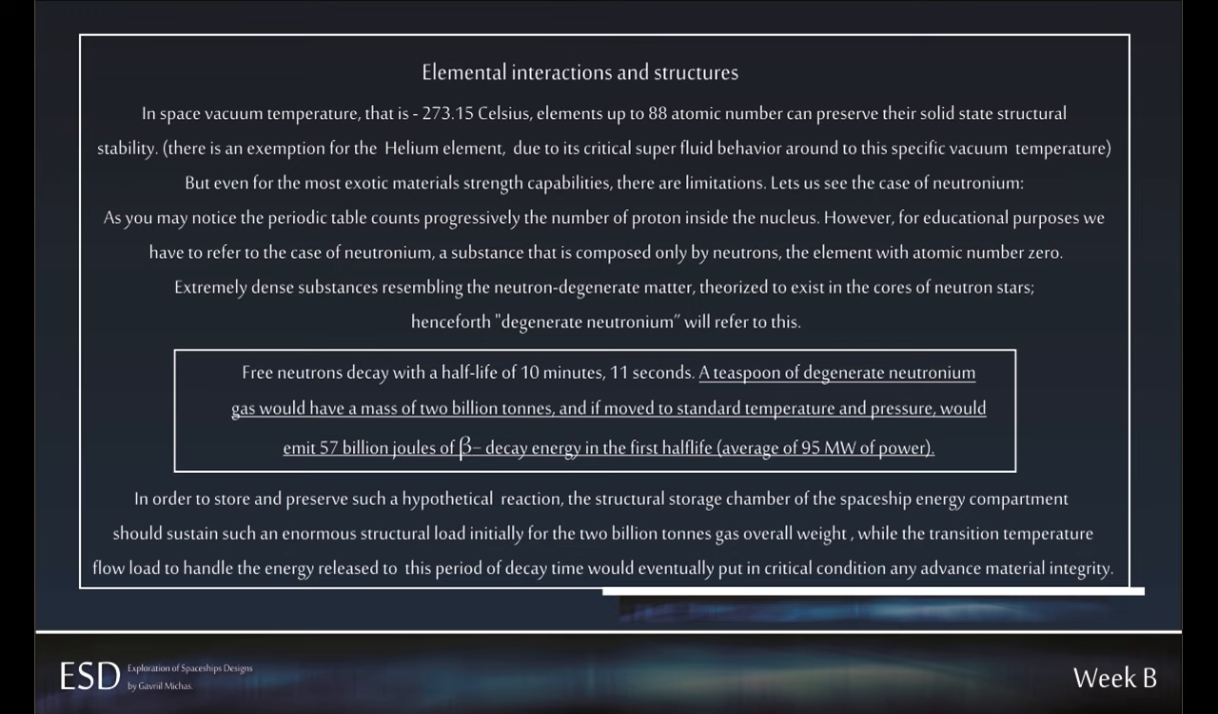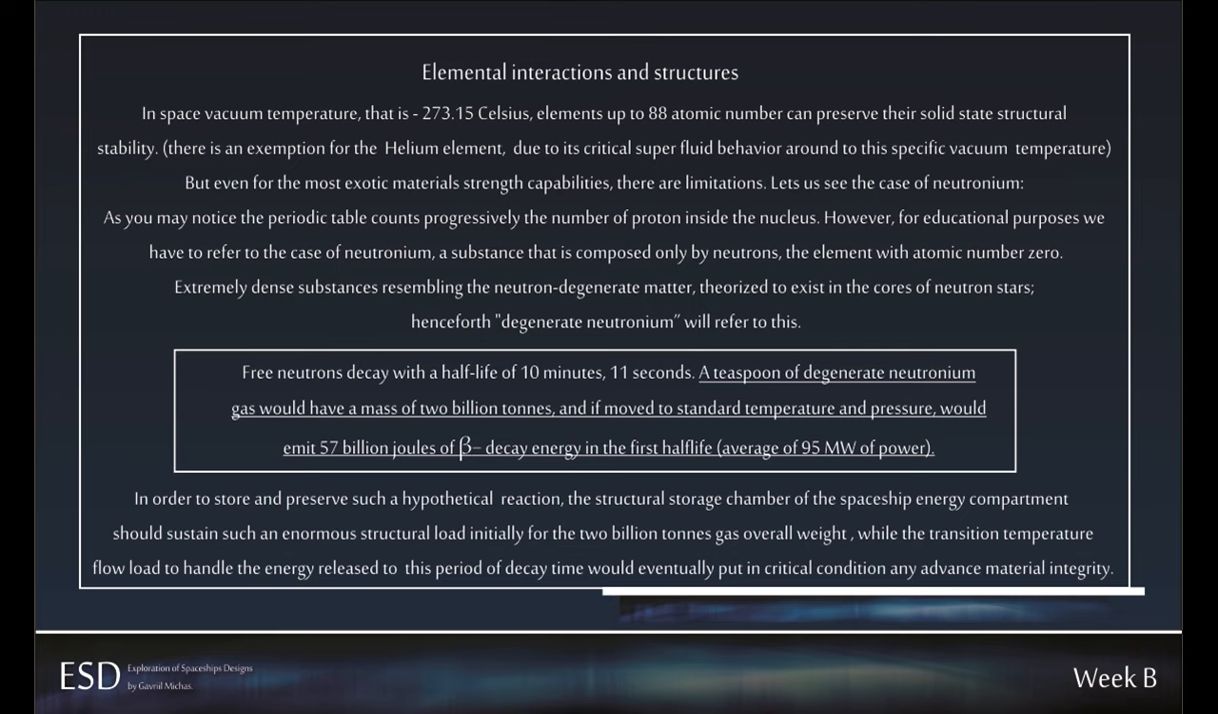Let's see the case of neutronium. As you may notice, the periodic table counts progressively the number of protons inside the nucleus. However, for educational purposes we have to refer to the case of neutronium, a substance that is composed only of neutrons, the element with atomic number 0.